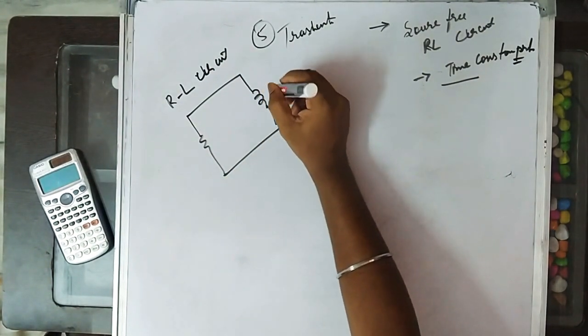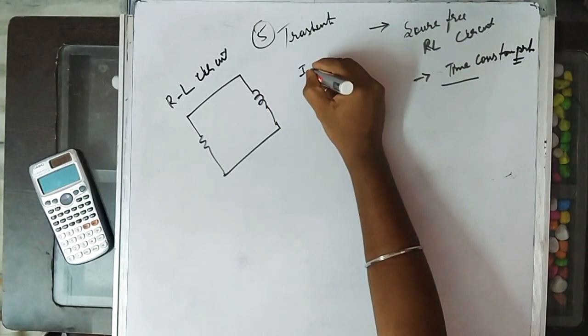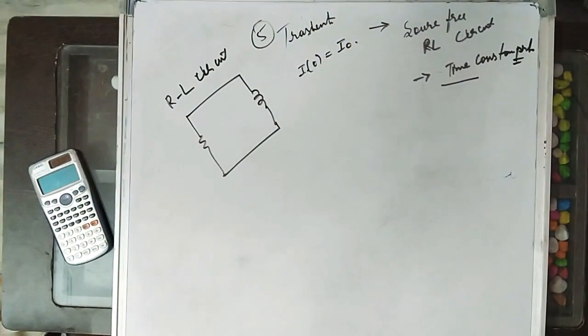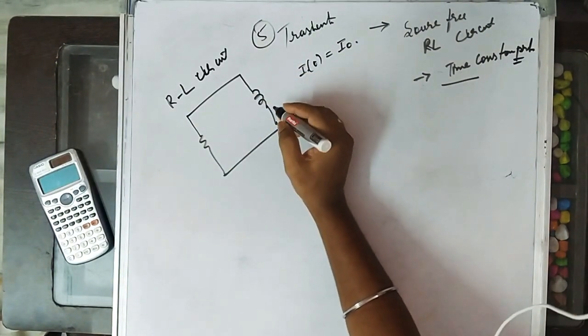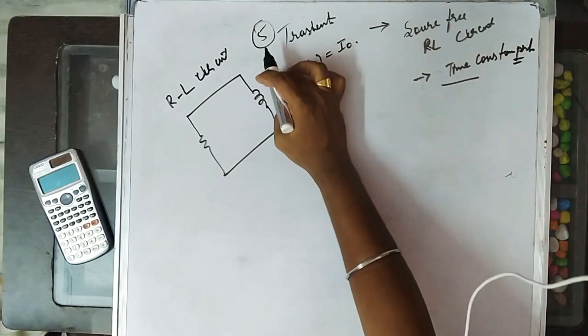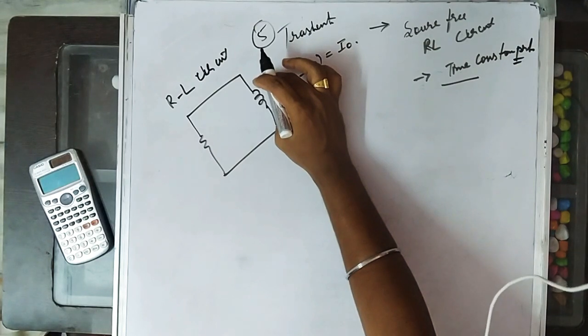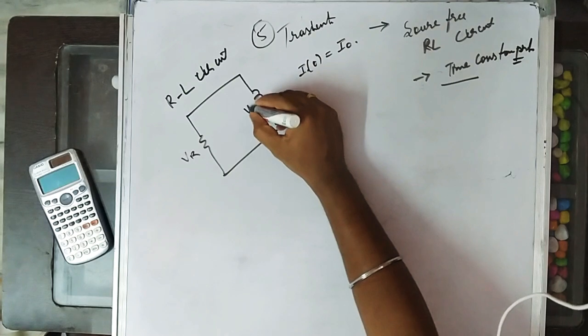The current through that inductor is already given. Initially we take I of 0 equal to I naught. In the same way, in the RC circuit we take V of C at 0 equal to V naught. In an RL circuit, we have to assume the current through that inductor. The response here we take is current only. To take the response for the inductor current, we assume the voltages VR and VL.